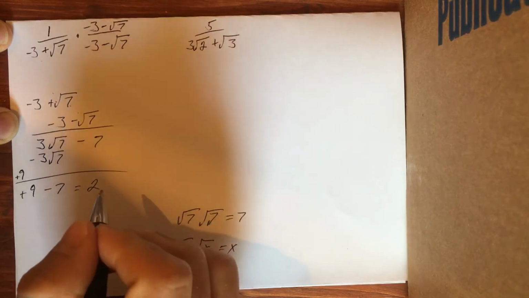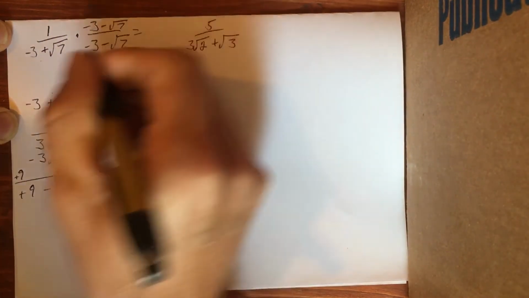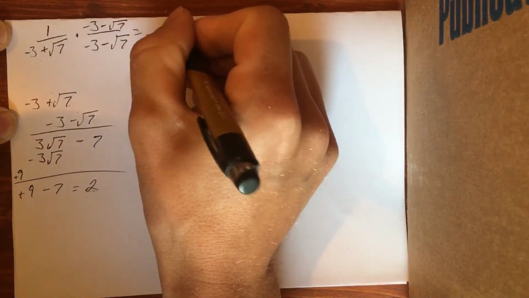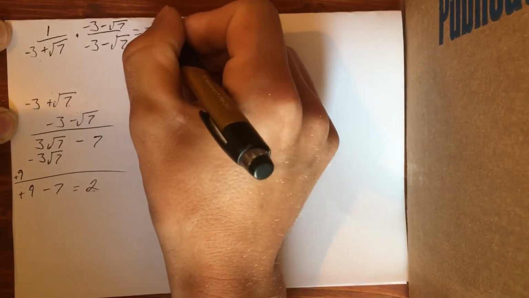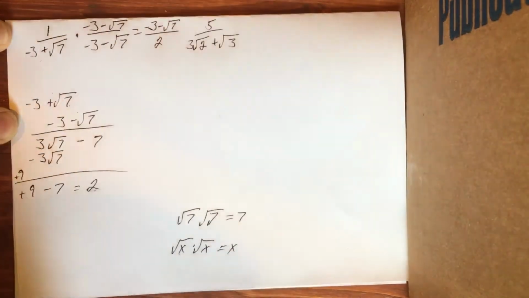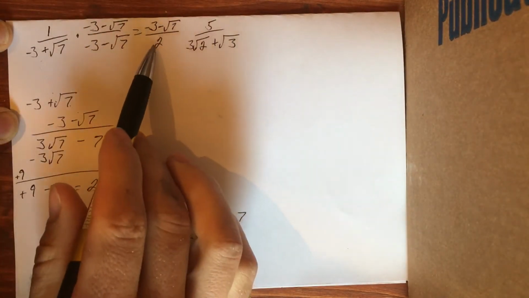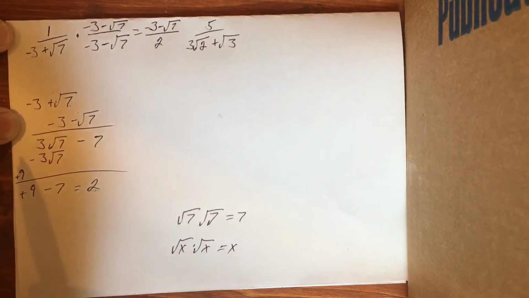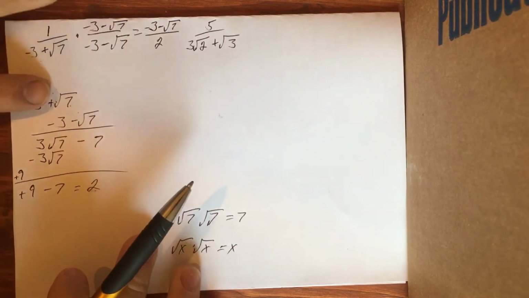So our answer is, if we multiply 1 times -3 minus the square root of 7, we just end up with -3 minus the square root of 7 over 2. Done. There are no more radicands in the denominator. Moving on to this second one.